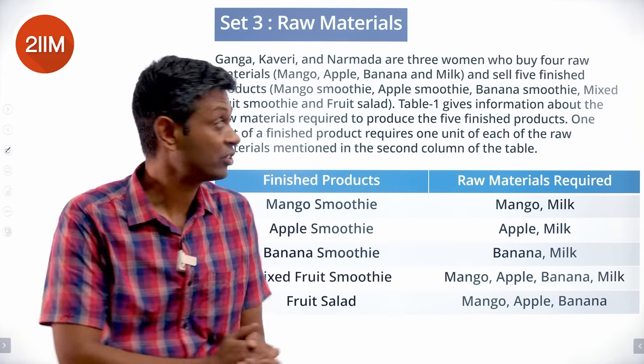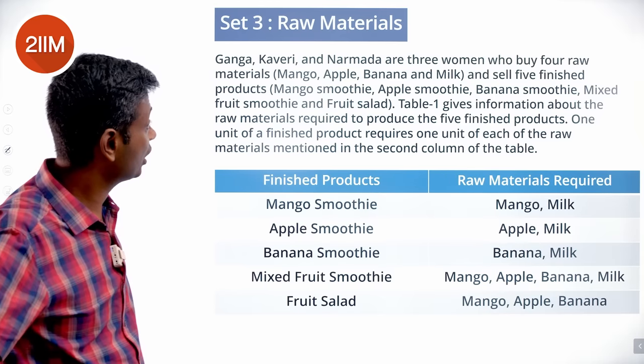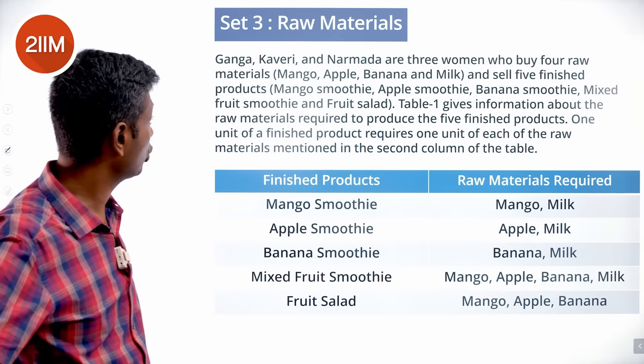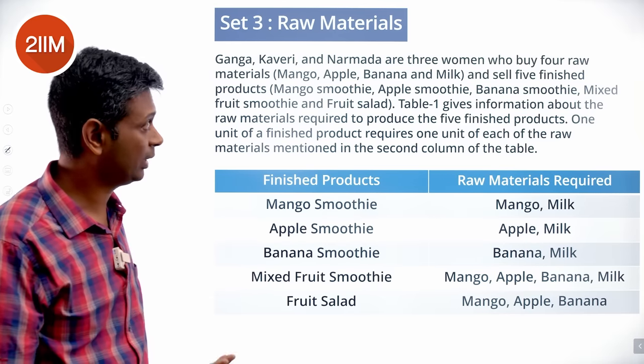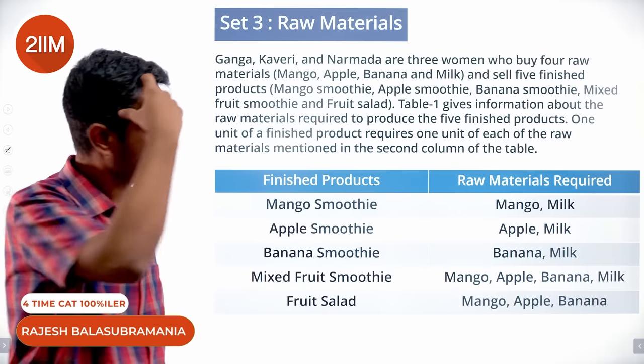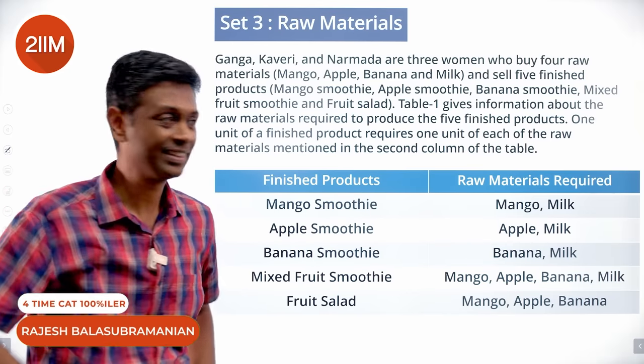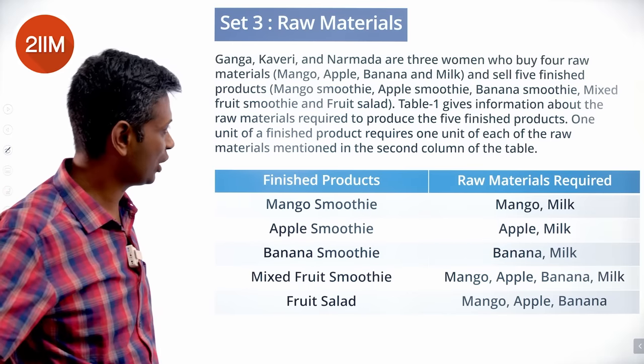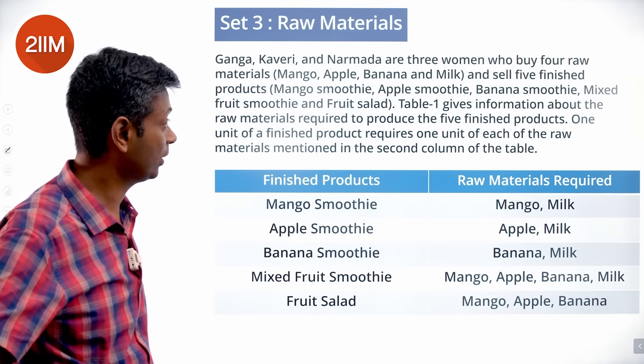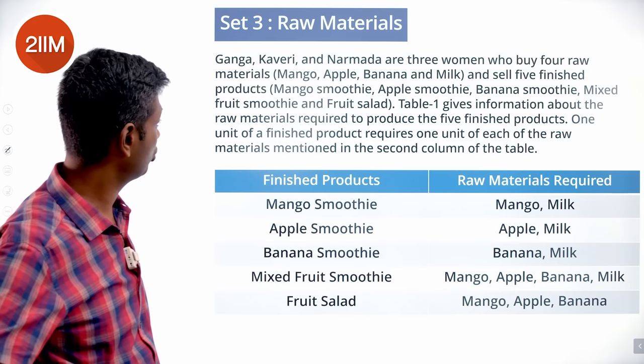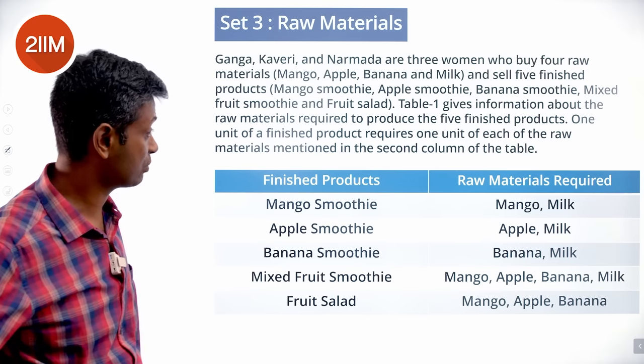Raw materials. Let's have a look at this. Ganga, Kaveri and Narmada are three women who buy 4 raw materials, mango, apple, banana and milk, and sell 5 finished products, not particles. Mango smoothie, apple smoothie, banana smoothie, mixed fruit smoothie and fruit salad. Table 1 gives information about the raw materials required to produce the 5 finished products.